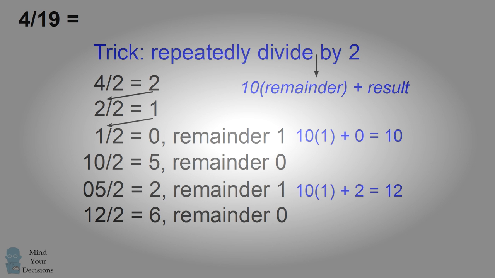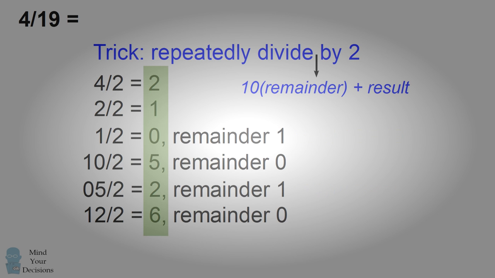We can repeat this process to figure out more and more spots of our decimal expansion. But what we figured out is that these values of our results, 2, 1, 0, 5, 2, and 6, is the decimal expansion of 4 over 19, 0.210526. And it's pretty interesting that we can figure out how to divide by 19 just by repeatedly dividing by 2. You can check on your calculator this is the correct result.